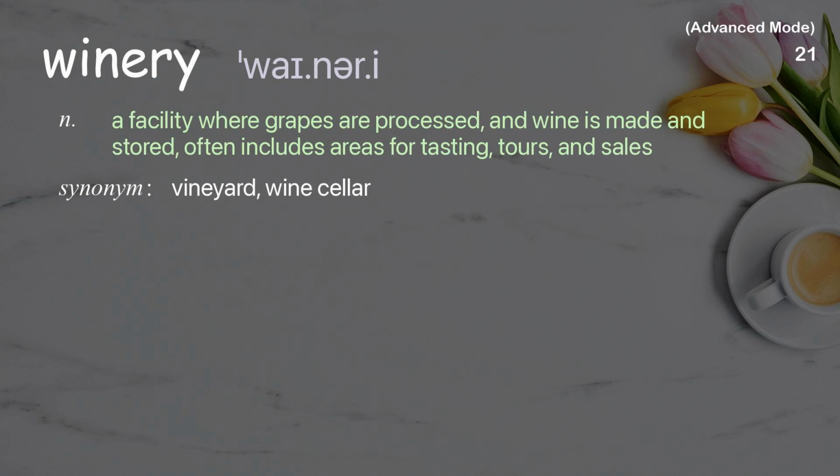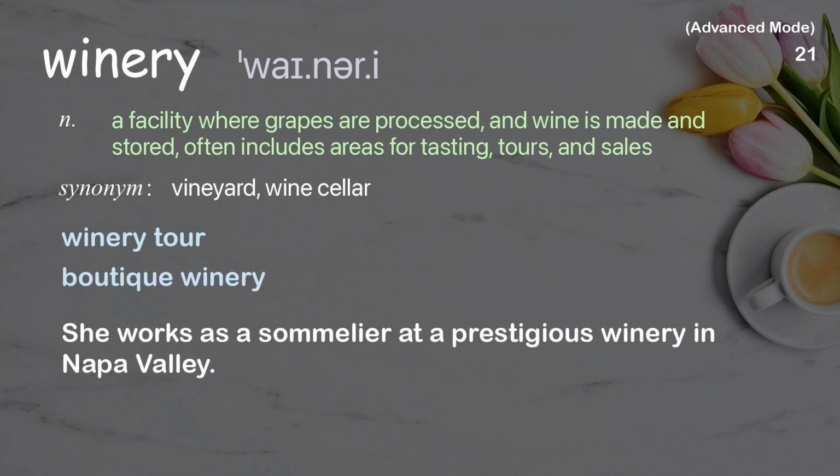Winery. A facility where grapes are processed and wine is made and stored. Often includes areas for tasting, tours, and sales. Examples: Winery tour. Boutique winery. She works as a sommelier at a prestigious winery in Napa Valley.